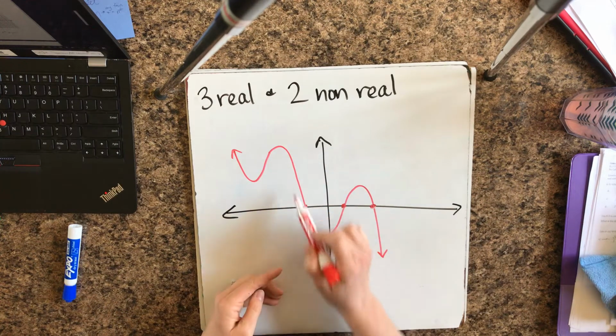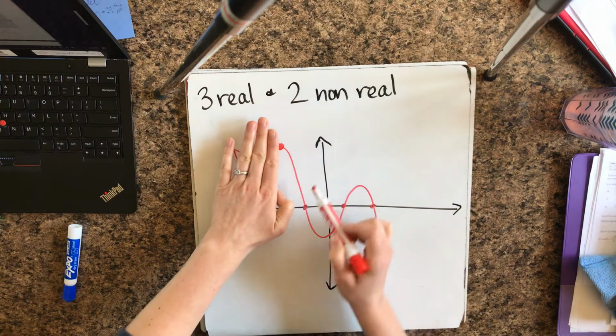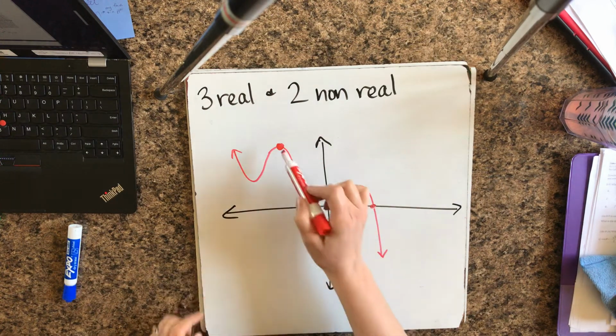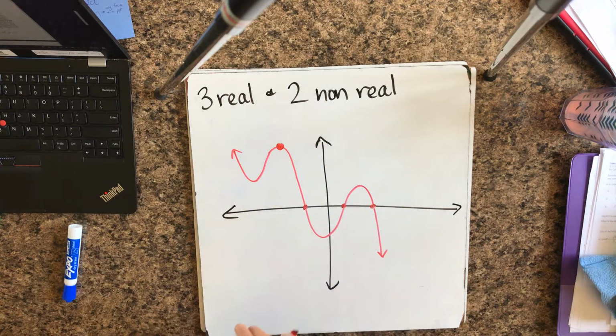So when you finish this, this is kind of the finish. If I didn't have any non-real, I would just finish by going up, up, up. From this point, if I go down and up again, that's where my 2 non-real come in.